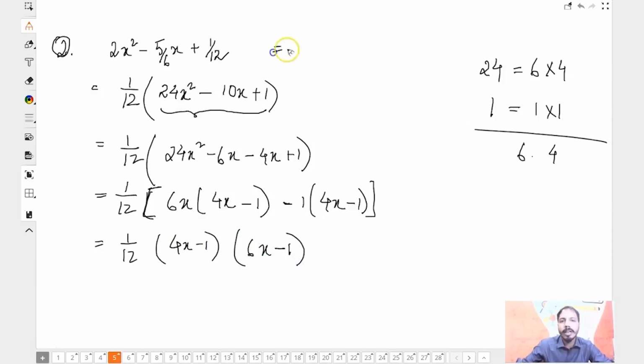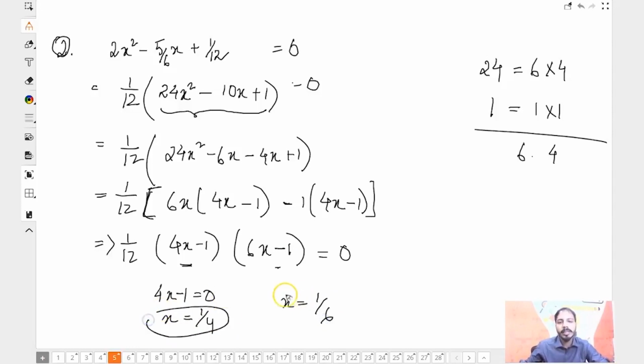Now if I equate this to 0, this to 0 and this to 0, what will happen? I will say 1 by 12 is never 0. So that means either this is 0 or this is 0 or both of them are 0. So 4x minus 1 is equal to 0, or x is equal to 1 by 4. Similarly here x is equal to 1 by 6. So these are my zeros, right? So with the help of factorization we can find out the zeros. So that's why we factorize. So hope you got it.